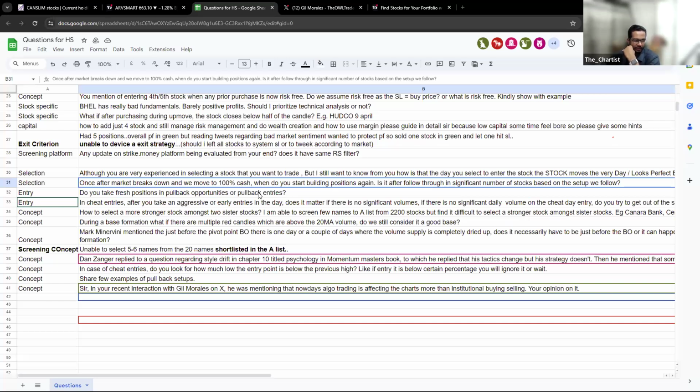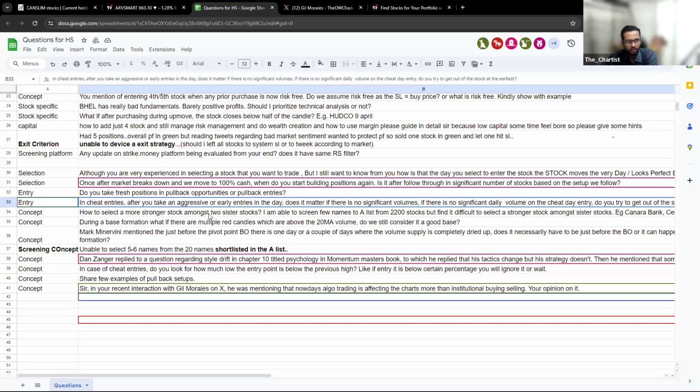In cheat entries, after you take an aggressive or early entry, there is no significant volume. I told this, sir, 100 times that volume you cannot know when you are taking an aggressive entry. So I won't exit if the stock closing is good, irrespective of the volume, right?